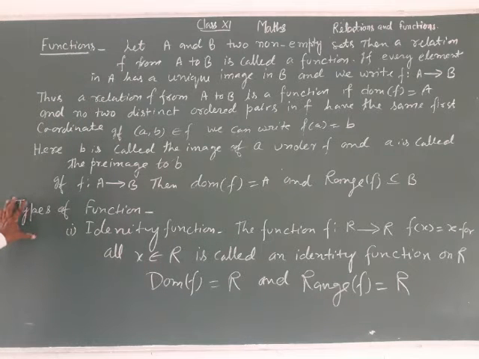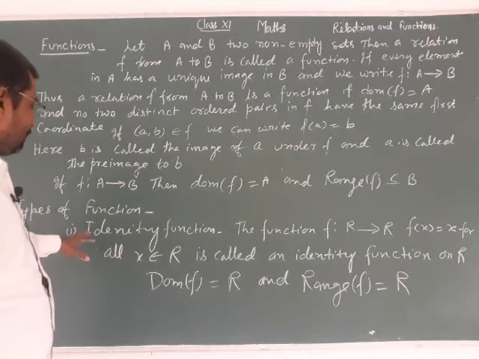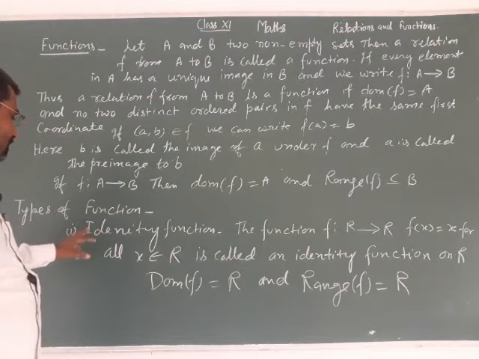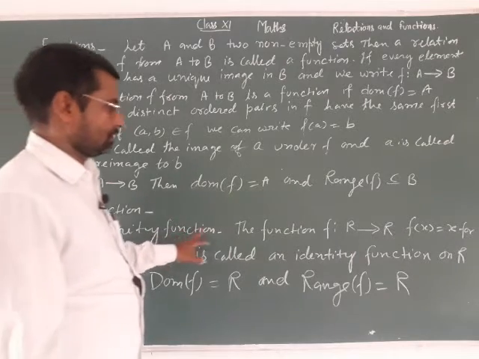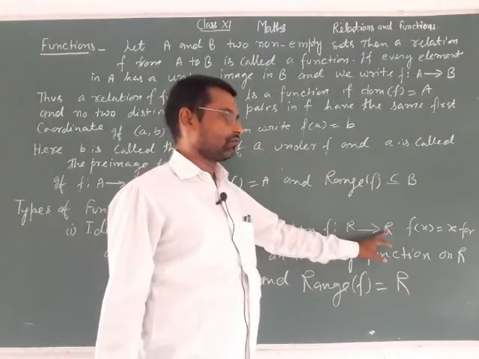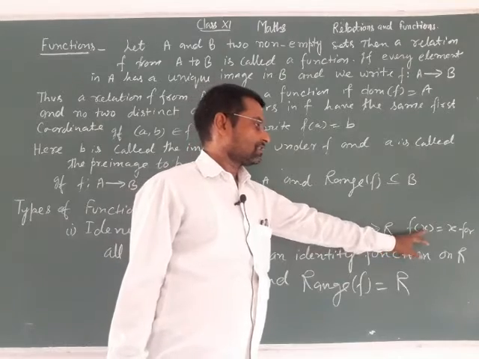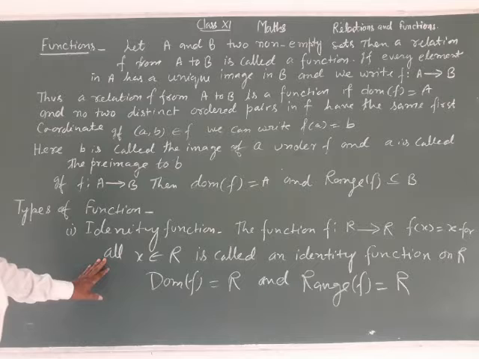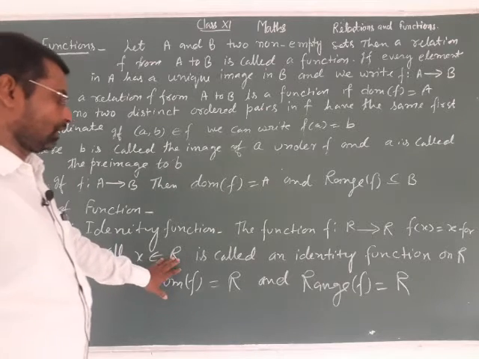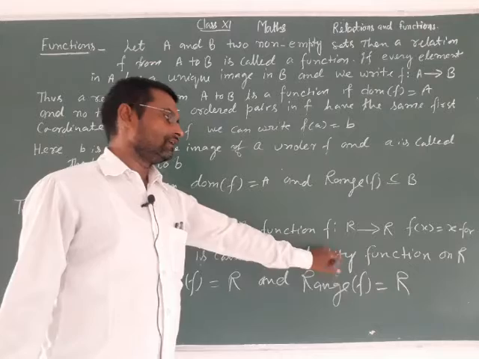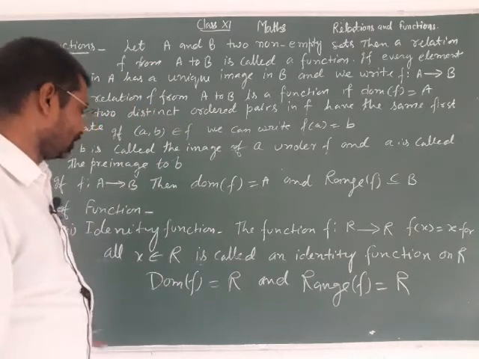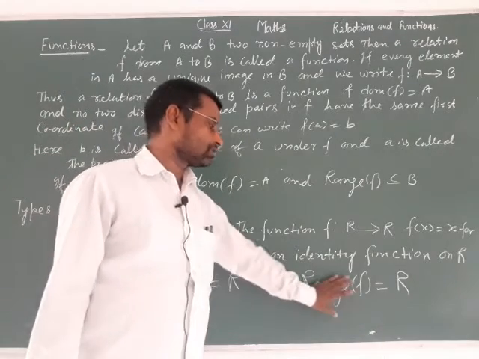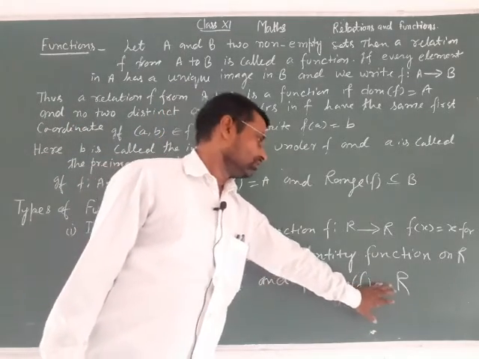Types of function. First, the identity function. The function F from R to R, F(x) = x for all x belonging to R, is called the identity function on R. Domain F is equal to R and range is also equal to R.